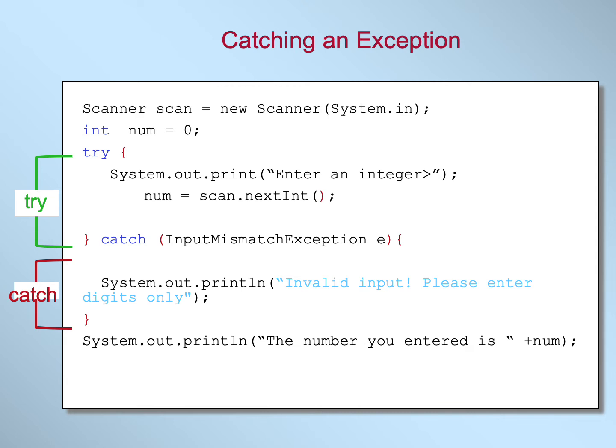And then inside the catch block, if the user enters other than an integer, we will print out invalid input. Please enter digits only. After the catch block, it will print out the last line, which is the number you entered is, and then some number.